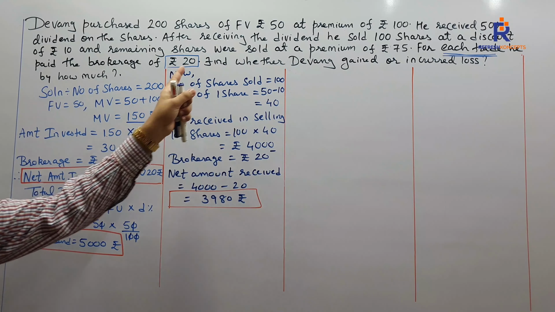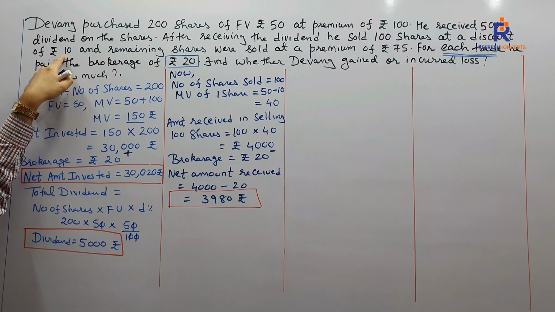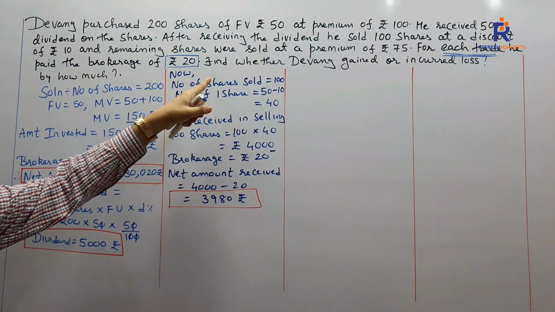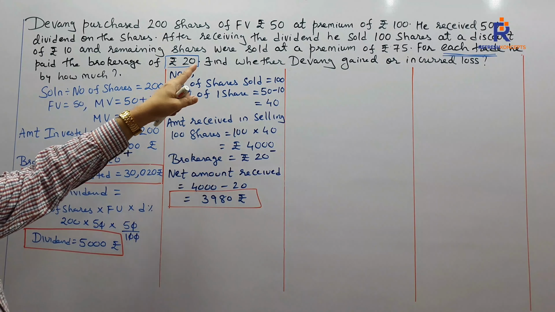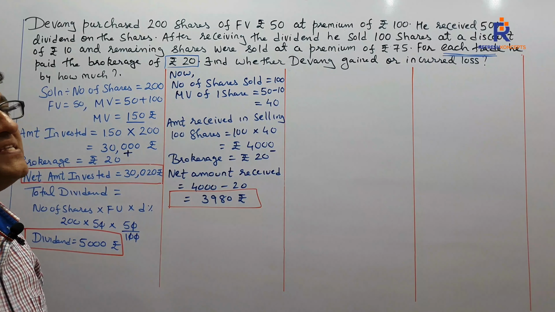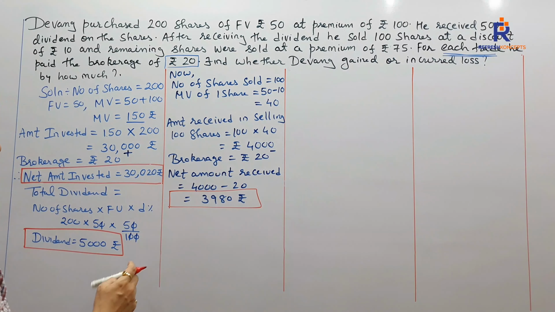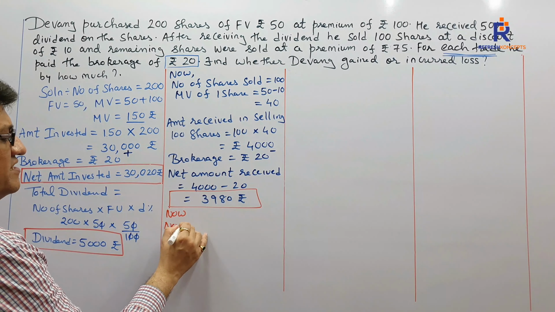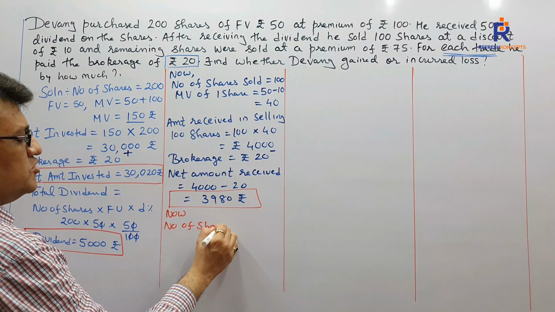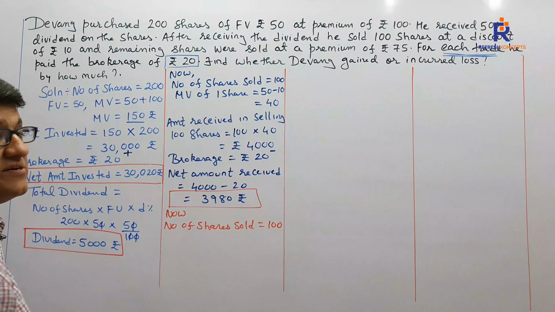Further, after receiving the dividend, he sold 100 shares at a discount of 10. We are done till here. And the remaining shares, how many are remaining? 200 minus 100 gone, 100 more. Remaining were sold at a premium of rupees 75. Right? So let's write down with a different marker. Number of shares sold remaining are 200 minus 100, 100.